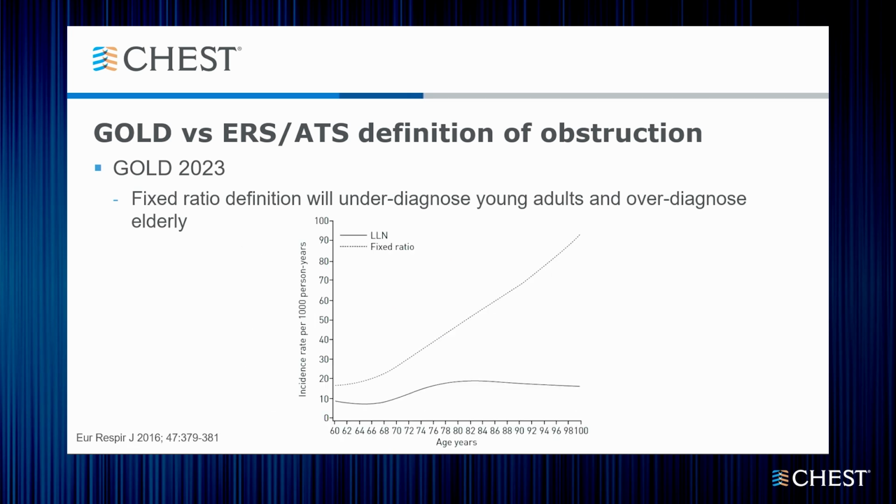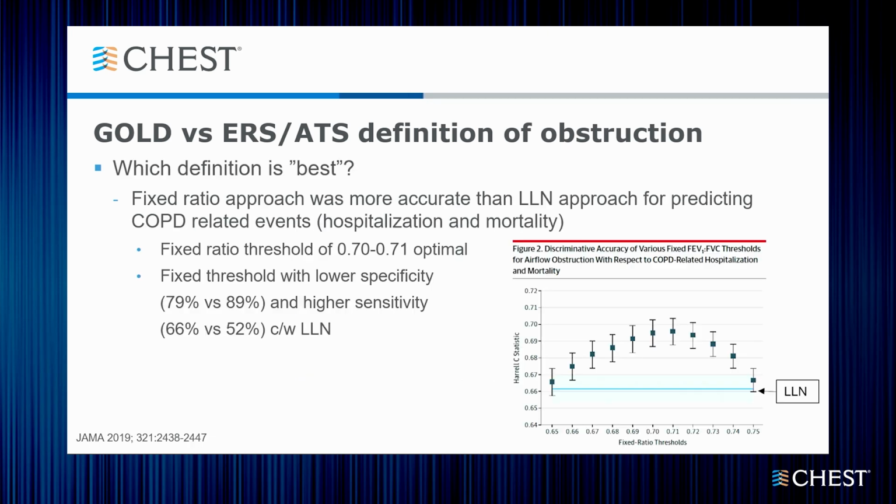And multiple studies have shown the same thing. This is just a study looking at ages 60 to 100, and this is the incidence rate of obstruction using the fixed ratio. As you get older, the amount of obstruction by the fixed ratio markedly increases, where the lower limit of normal doesn't change much. Well, which one of these is best is the question.